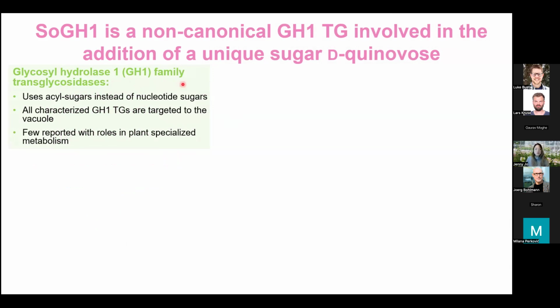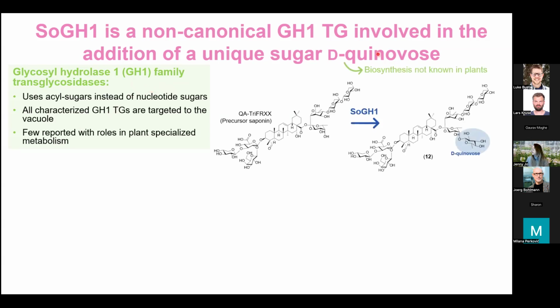Instead of UDP sugars, it uses acyl sugars. And all characterized GH1 enzymes so far are targeted to the vacuole. There are a few that have been reported with roles in specialized metabolism, mainly involved in anthocyanin biosynthesis and the transfer of glucose. D-quinavose, as I hinted, is also a rare, unusual sugar in plant specialized metabolism, and its biosynthesis is not yet known.